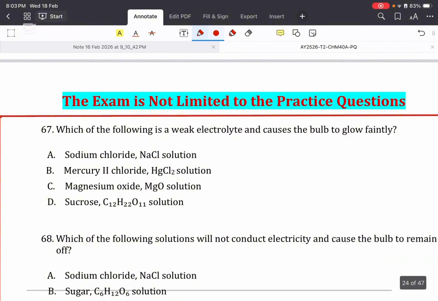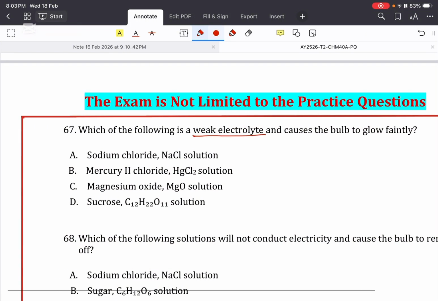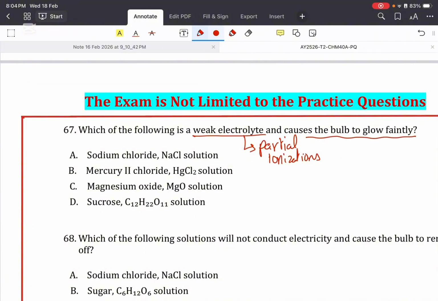Which of the following is a weak electrolyte? Again, a weak electrolyte means it will undergo partial ionization. Not all the ions will be free, and it causes the bulb to glow faintly. Sodium hydroxide is a strong electrolyte. Mercury chloride is a weak electrolyte. Magnesium oxide is a strong one, and sucrose is a non-electrolyte. So the answer is B.